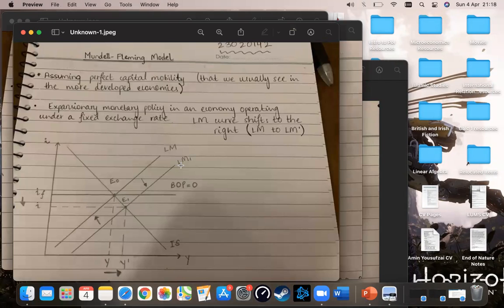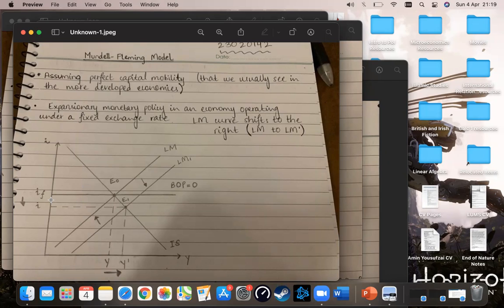Right. So for the model, we always assume that there is perfect capital mobility. This is something that we usually see in more developed economies in the world. So when an expansionary monetary policy is imposed, the LM curve will shift from LM to LM prime as the monetary policy directly impacts the money market. Therefore, the curve shifts to the right due to an increase in money supply.